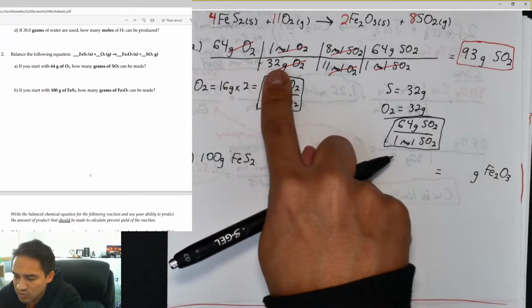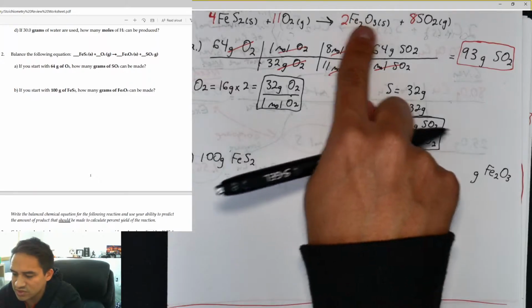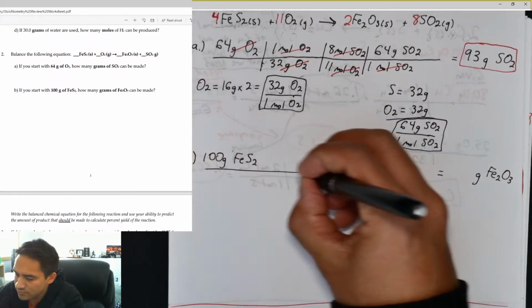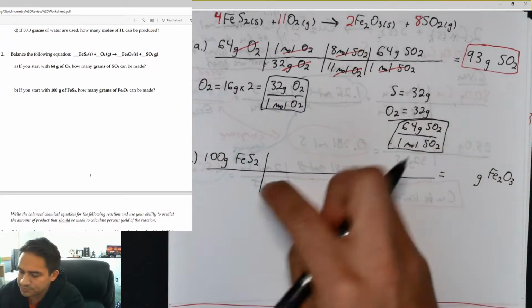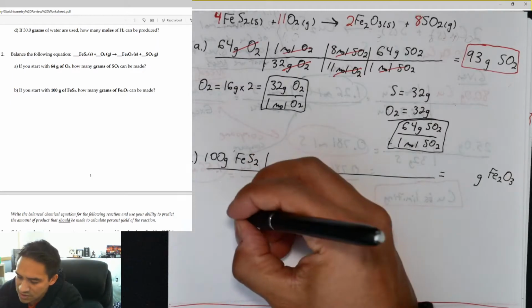Step 1, convert to moles. Step 2, go from moles of one material to moles of the other material using your molar ratios. And then step 3, convert back to grams. So let's set this up. First part, we will need to know molar mass, so we can convert this into grams.